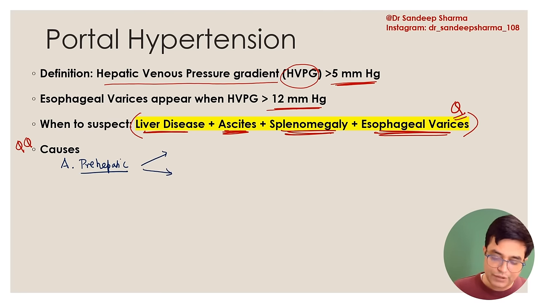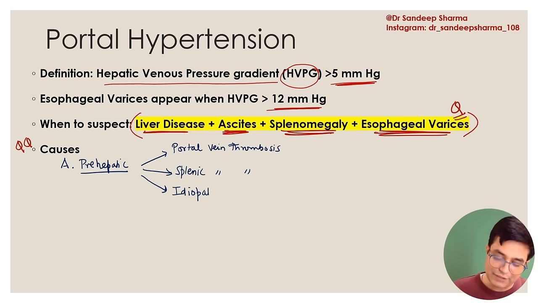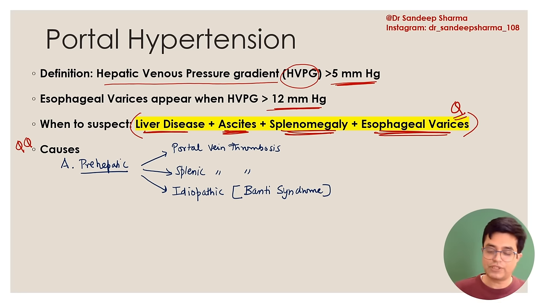We have thrombosis occurring in the portal vein. So portal vein thrombosis can cause portal hypertension. It is considered a prehepatic cause. Then splenic vein thrombosis can cause it. And thirdly, idiopathic portal hypertension with massive splenomegaly, which is a syndrome called Banti syndrome, also called Banti disease. Banti syndrome or Banti disease is also considered to be a prehepatic portal hypertension.